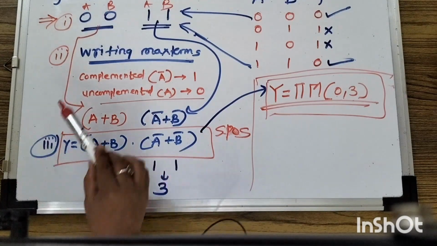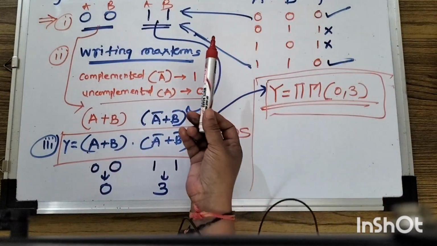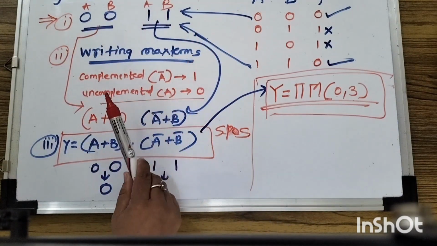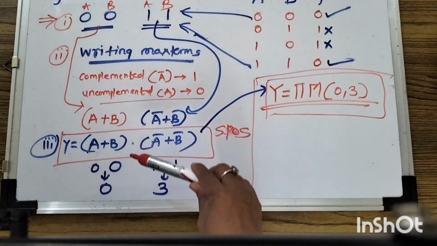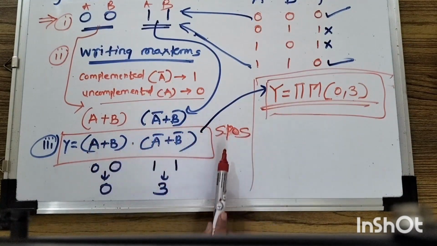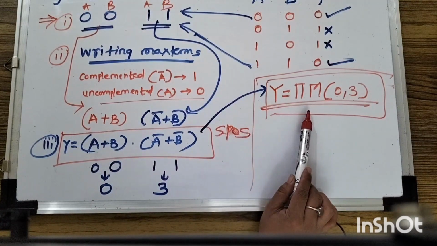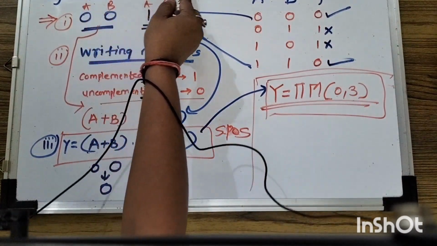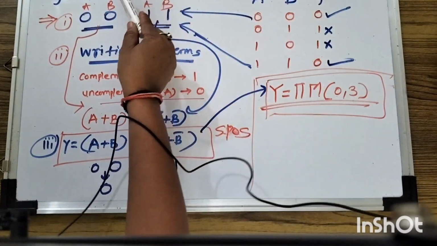So in this example, I hope you understood how we can write the standard POS form for a given truth table, and then write this logical expression in terms of max terms. I hope you understood both things, that is, writing the standard SOP and standard POS forms for a given truth table.